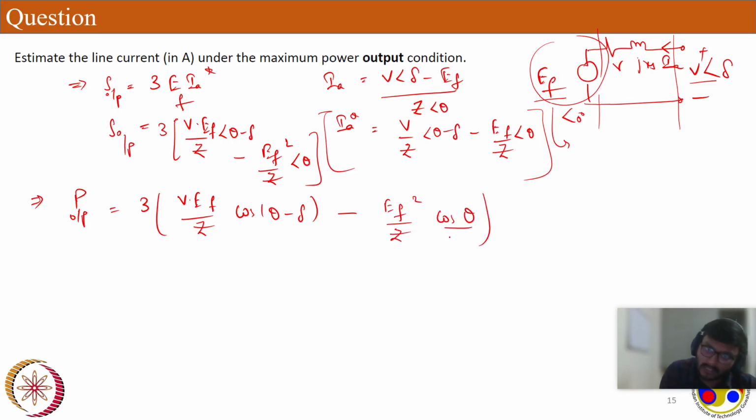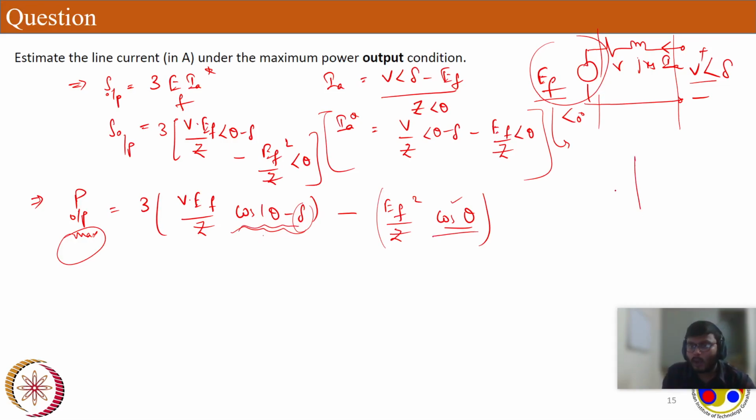Now here we know this term already. EF square by Z we don't have control on, because all terms we know, cos theta we know. But the unknown term is delta here. Now to make it a maximum, this term needs to be maximum. So this term is anyhow a value we can't change. Now only we can change this term, so this term should be maximum.